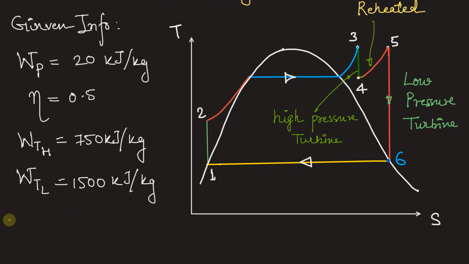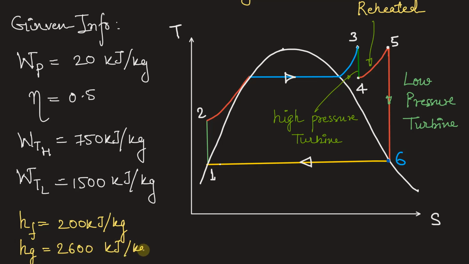We are also given the enthalpy of saturated liquid. For saturated liquid enthalpy we write hf, that is given as 200 kilojoule per kilogram at condenser pressure. And also the enthalpy of saturated vapor, let's write hg for that, given as 2600 kilojoule per kilogram. Now let's say x be the quality of steam. So how do we calculate x?